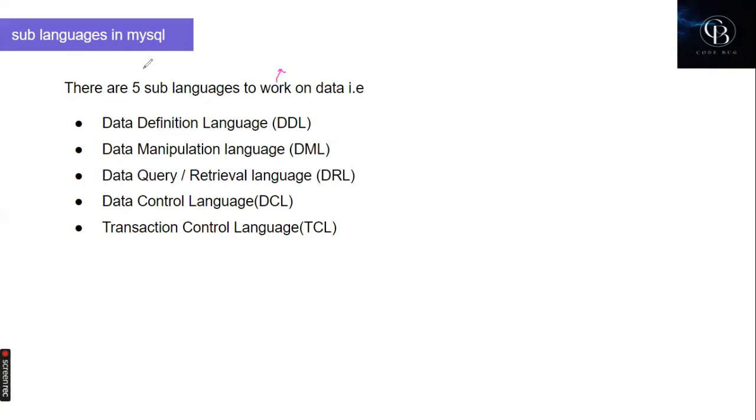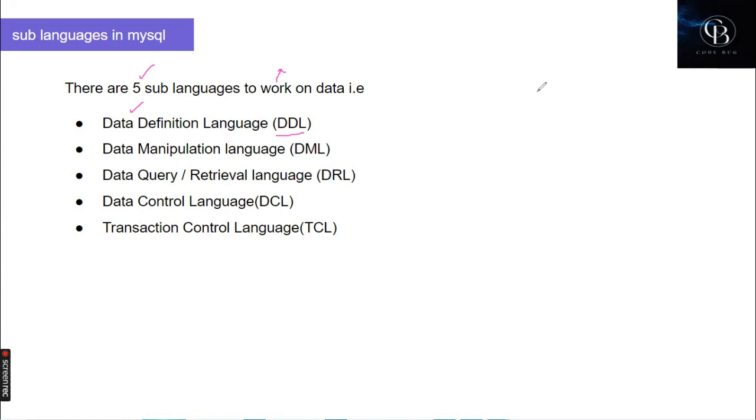This is also one of the most important interview questions. What are the sublanguages in MySQL? We have 5 sublanguages in MySQL. What are those? DDL, DML, DRL, DCL, and TCL. You must know the definitions and abbreviations for these. You have to know the abbreviation part and the full form. Now, why are these sublanguages required?